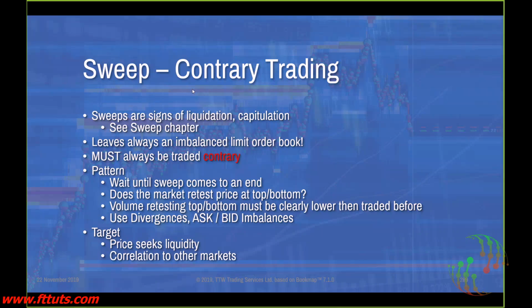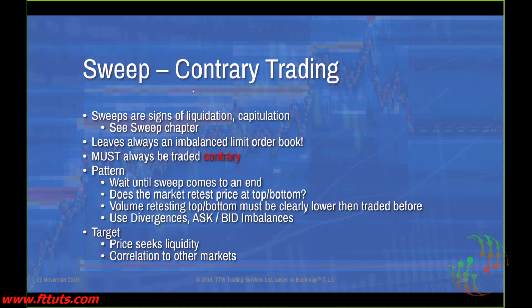As we discussed, it always leaves an imbalanced limit order book. This imbalanced limit order book means that it should come back into balance. As we agreed, and I think you understood it extremely well, it must always be traded contrary. Don't fall in love with a sweep, or ever fall in love with your trade. If it goes against you, kill it. Cancel it. There's no mercy.